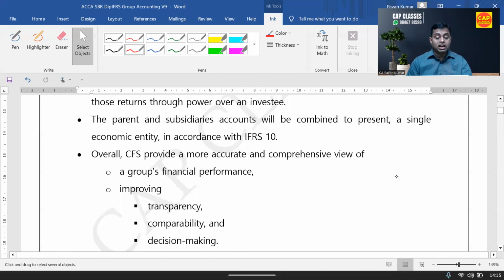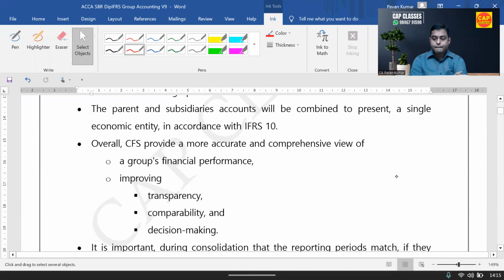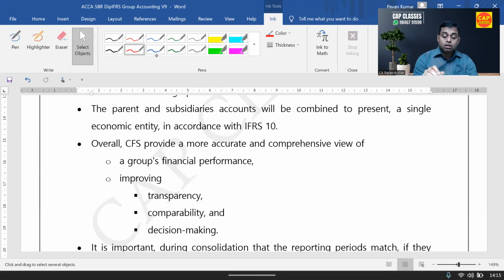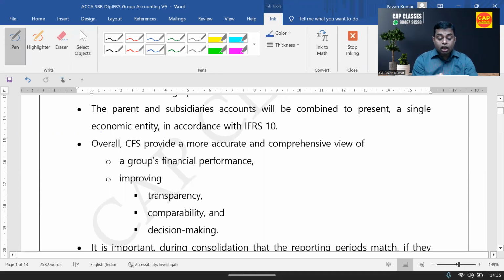Now, let us continue with the third bullet point. The parent and subsidiaries' accounts will be combined to present a single economic entity in accordance with IFRS 10. So underline single economic entity. Oh my God. Single economic entity.